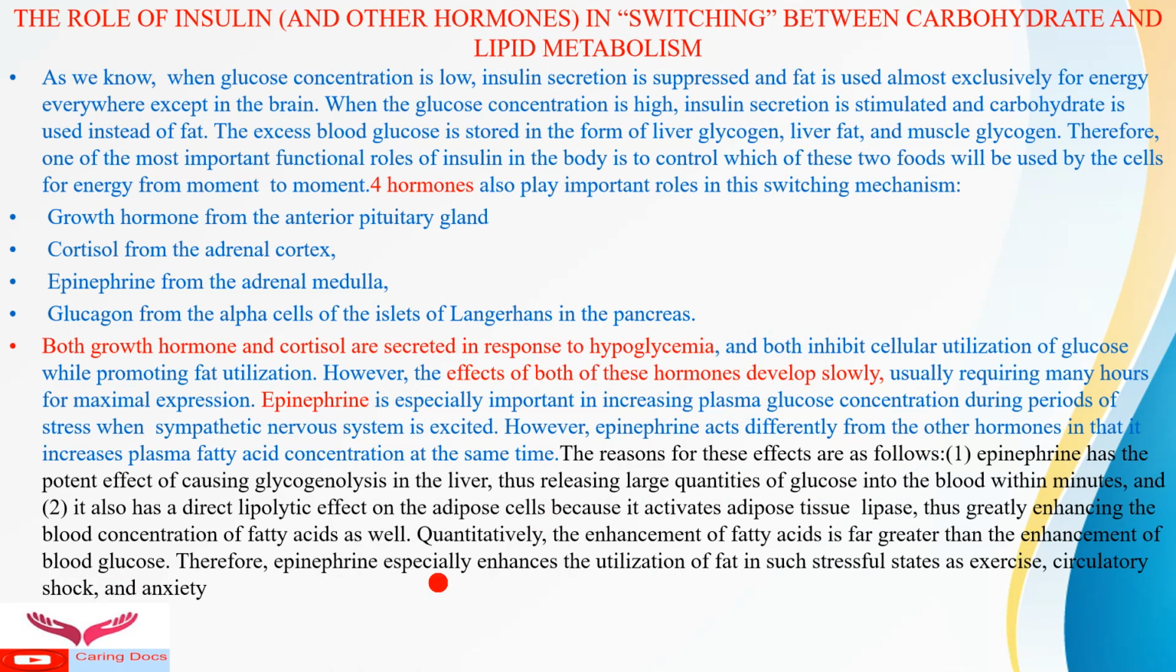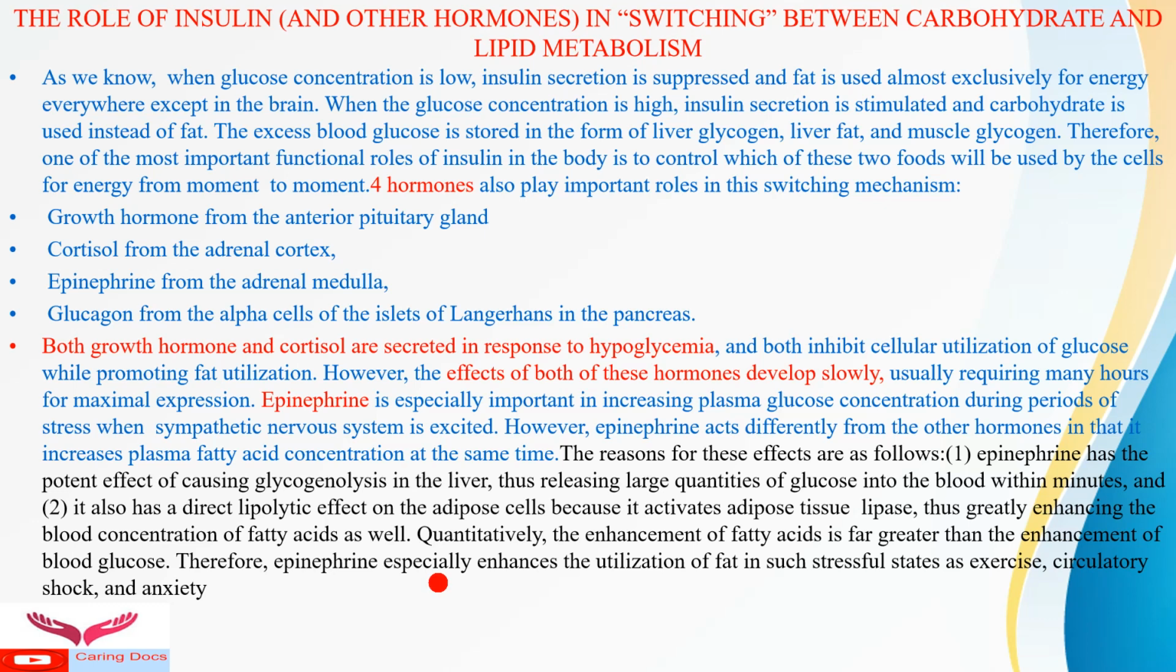The role of insulin and other hormones in switching between carbohydrate and lipid metabolism. As we know, when glucose concentration is low, insulin secretion is suppressed, and fat is used almost exclusively for energy expenditure, except in the brain. When the glucose concentration is high, insulin secretion is stimulated and carbohydrate is used instead of fat. The excess blood glucose is stored in the liver as glycogen, liver fat, or muscle glycogen. One of the most important functional roles of insulin in the body is to control which of these two foods will be utilized by the cell for energy from moment to moment.